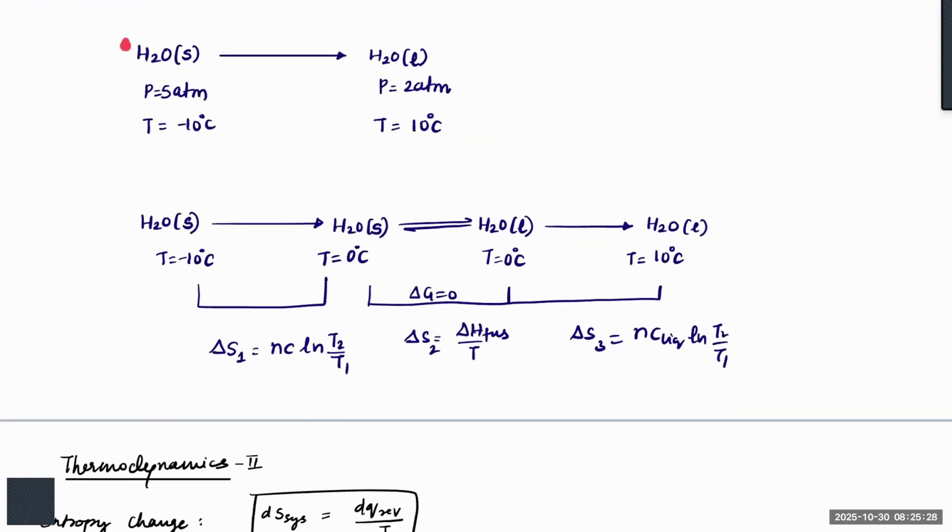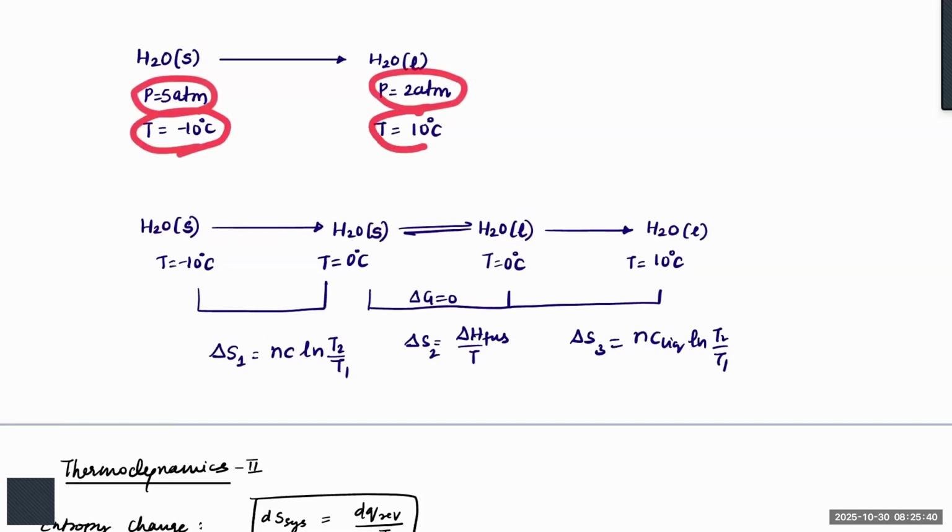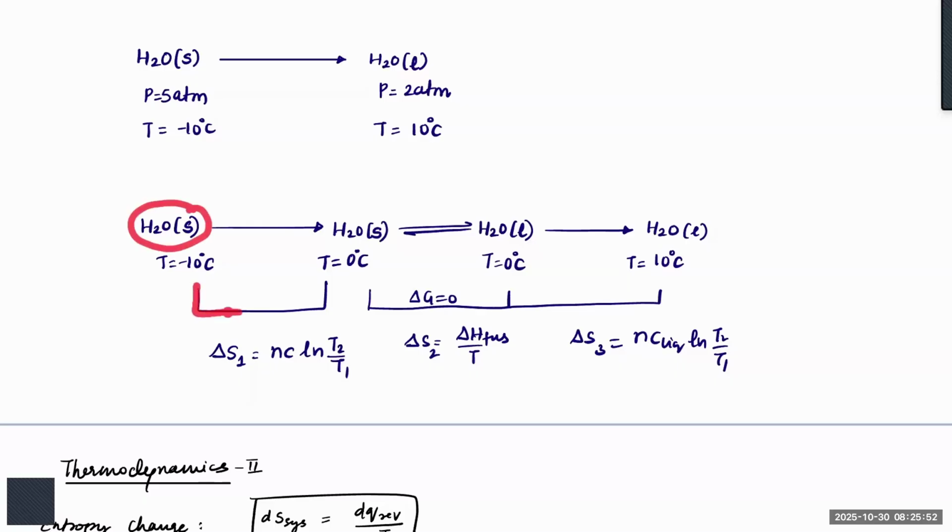Next, in case you have solid H2O in equilibrium with liquid H2O, and let's say I have 5 atm pressure here and 2 atm pressure there. Temperature is minus 10 degrees here and 10 degrees there. In such physical cases, how do we calculate the entropy change? The solid which is at minus 10, first you bring it to 0 degrees. Here there is an entropy change, nC ln T2 by T1. The C value for this change, the heat capacity of the solid, will be given to you.